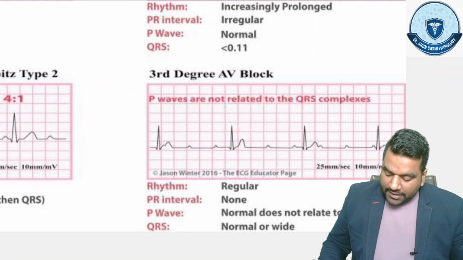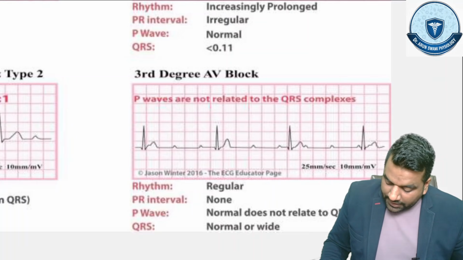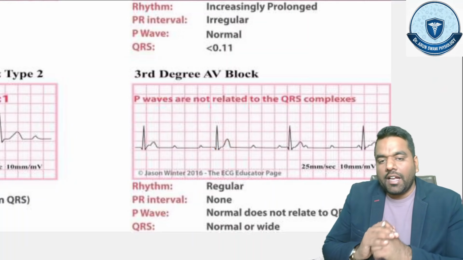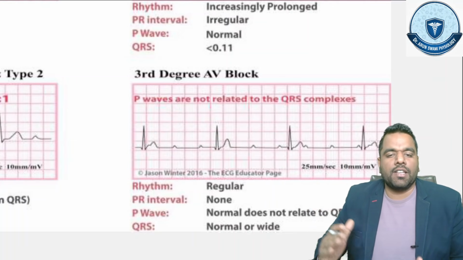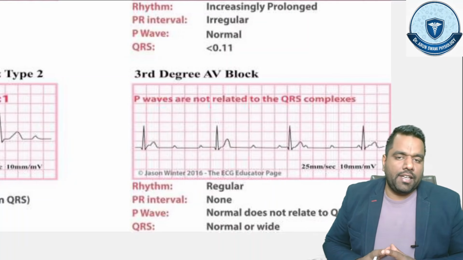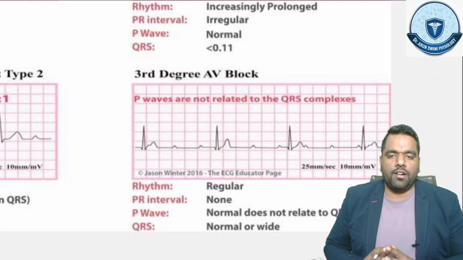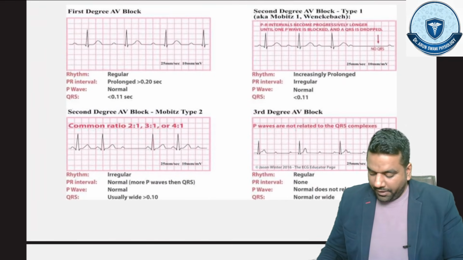And then there is the third degree, meaning the complete heart block. You can see that P is coming with the T. This P is merged inside this QRS. So anytime P can come after the QRS, with the T, with the QRS, or before the QRS. Anytime this pattern is seen, it corresponds to the third degree AV block, third degree heart block. Very, very important part. You should always remember.